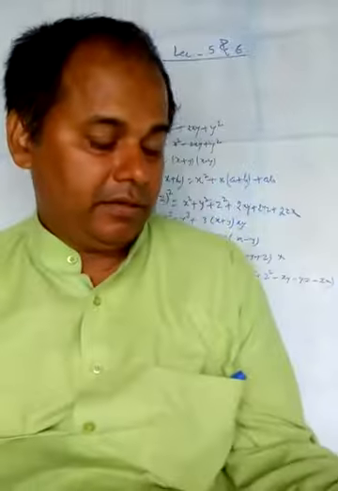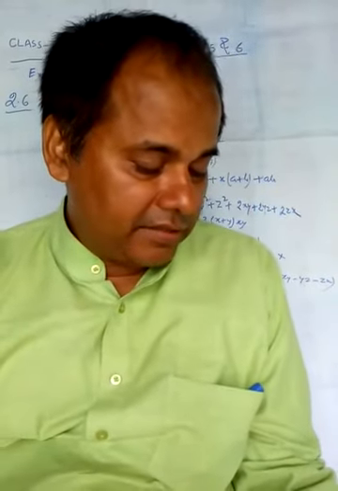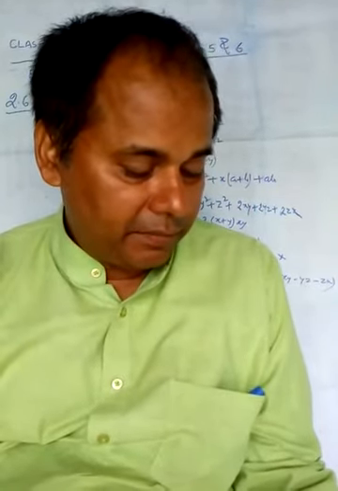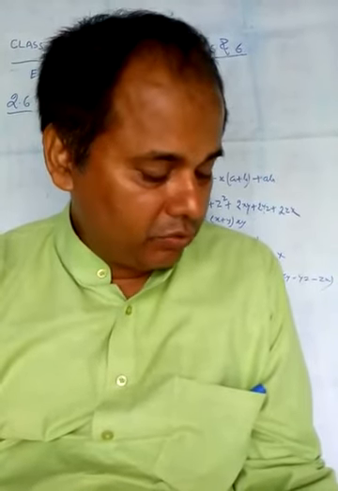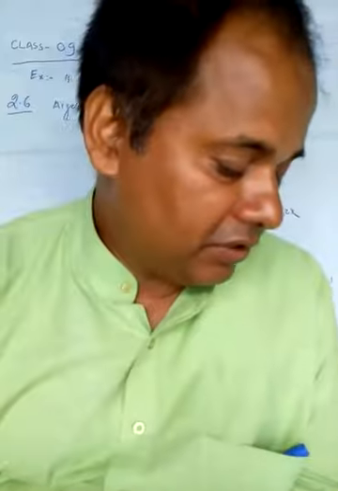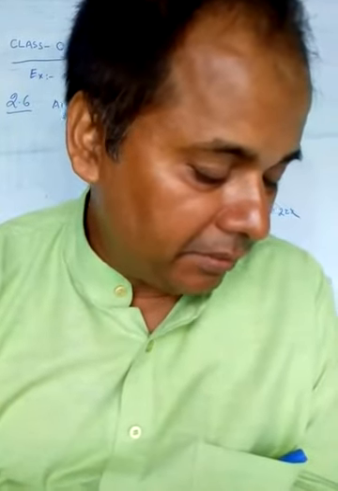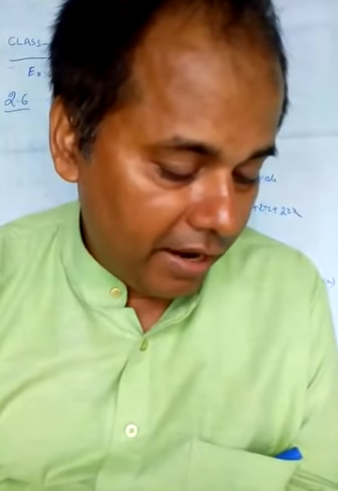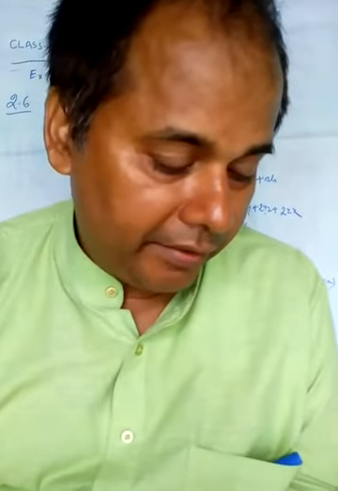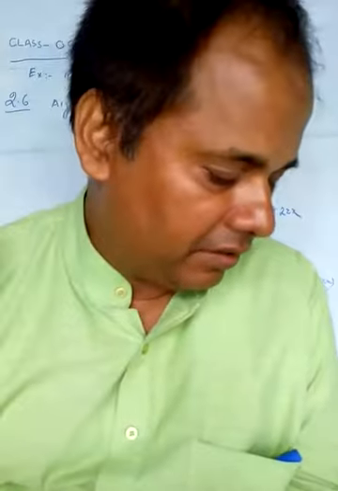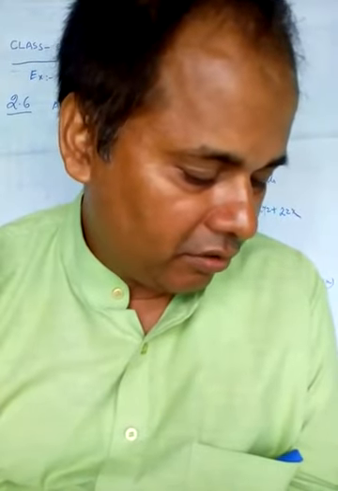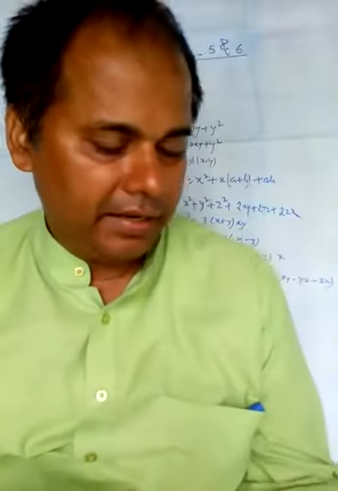Example number 13. Factorize 6x square plus 17x plus 5 by splitting the middle term and by using the factor theorem. Solution 1. By splitting method, if we can find two numbers p and q such that p plus q is equal to 17 and p into q is equal to 30, then we can get the factors.